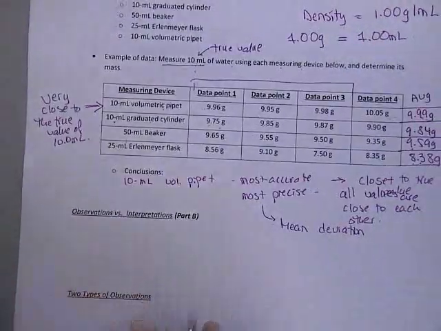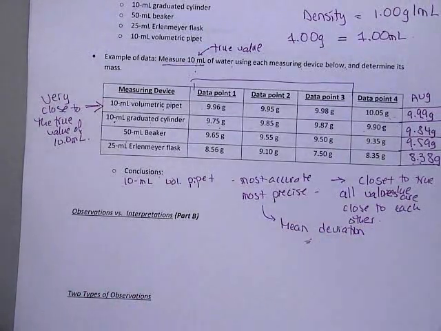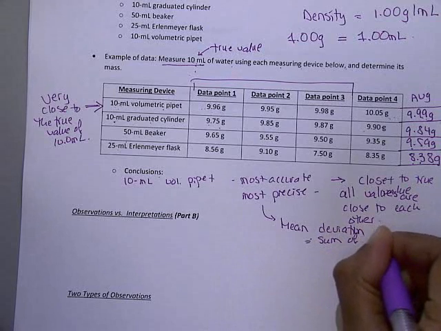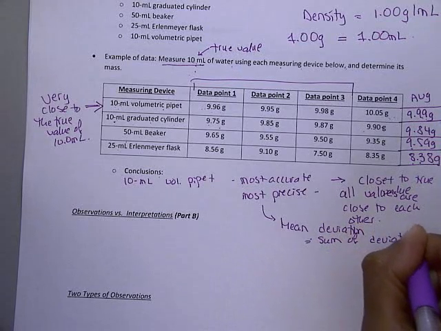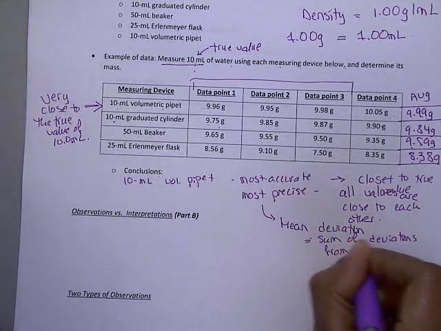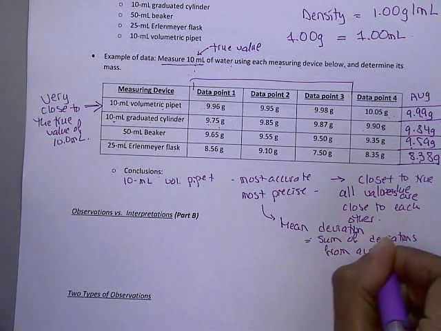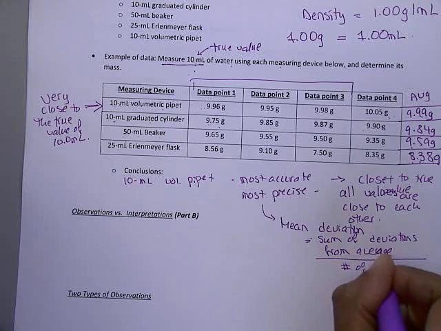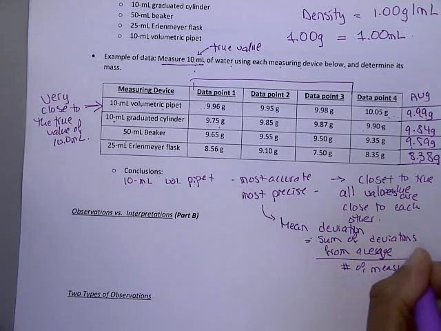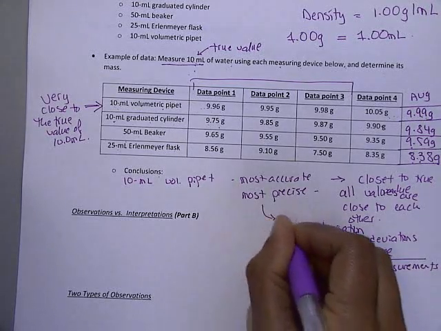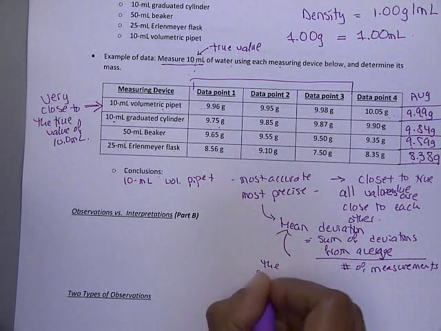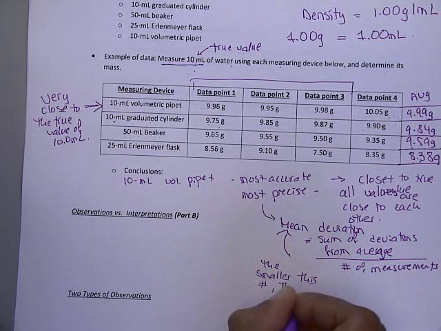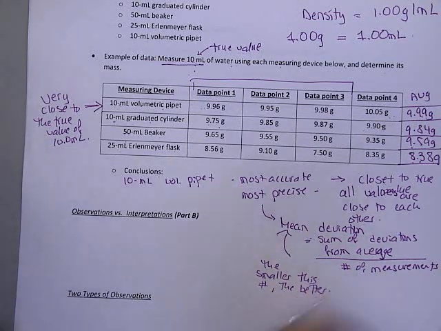So let's do a sample calculation here. Let's first define it. Mean deviation is equal to the sum of deviations from average over the number of measurements. The smaller this number, the better the precision. So keep this in mind.